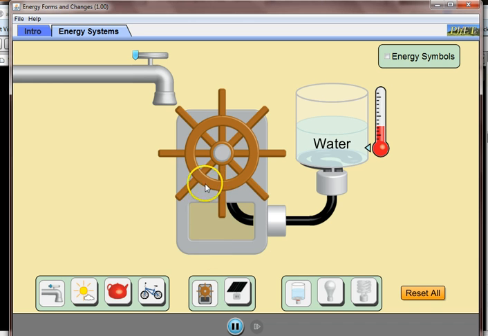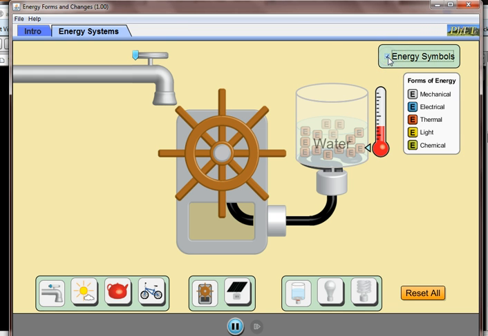And this is not an iPod, though it looks like it. This is about different forms of energy and how you can convert different forms of energy into different forms of energy. There is a tab called the energy symbols tab, and what that does is basically tell you how much energy there is in a particular system.